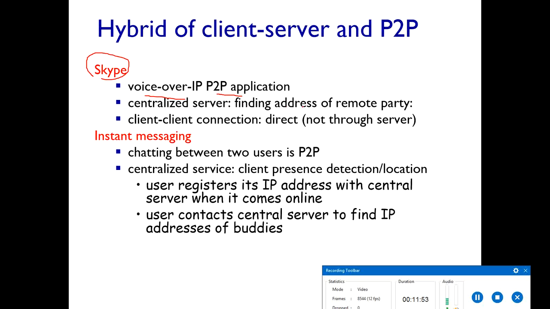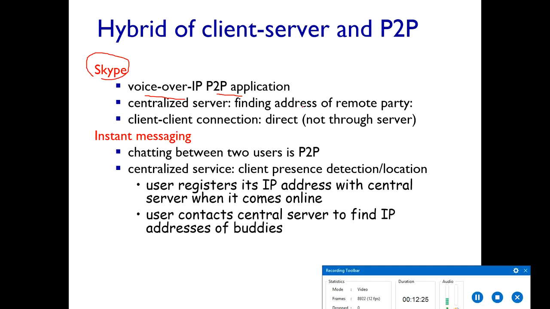If you have used Skype, first of all, when you log in to your account, you find the name of the person to whom you want to converse, with whom you want to talk. So that address is found by making a connection with the server. So there is a centralized server for finding the address of the remote party and client. But when you are making a Skype call, that is a client to client connection. It's a direct connection.